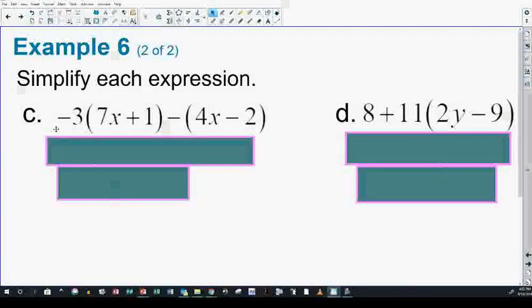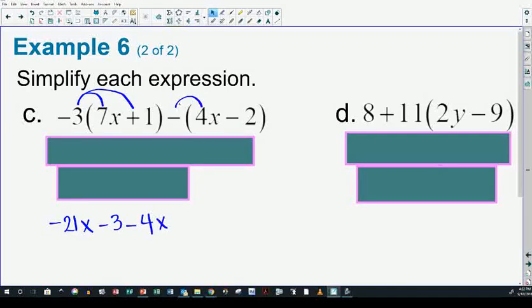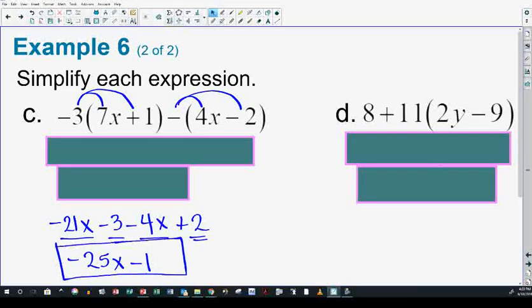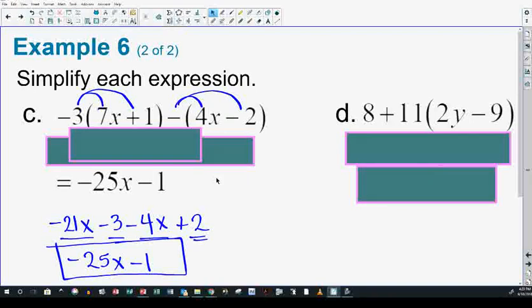All right, so here I'm going to distribute the negative 3. So that's negative 21x. Distribute the negative. So that's minus 4x. And distribute this negative, which is positive 2, because a negative times a negative is positive. So negative 21 minus 4 is negative 25x. Negative 3 plus 2 is negative 1. So negative 25x minus 1 is your final answer. And that's how that would work.